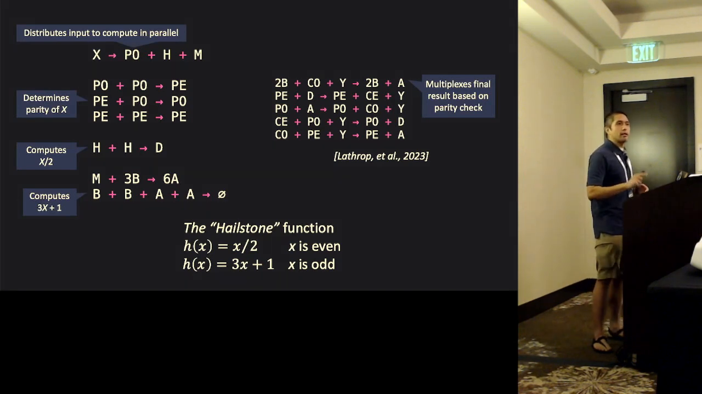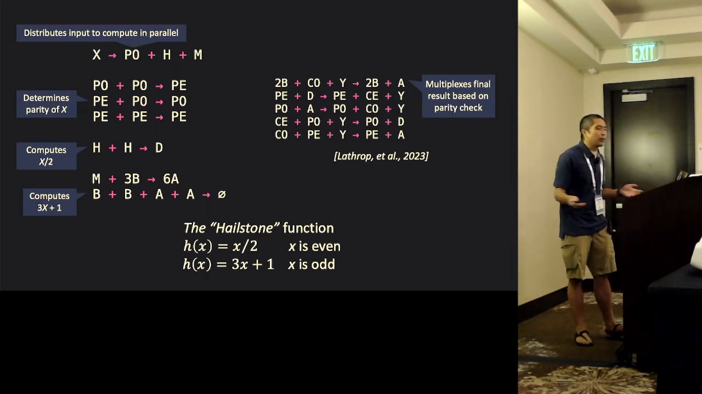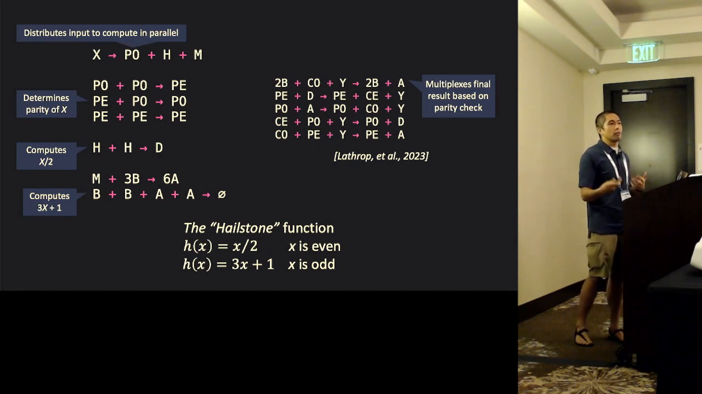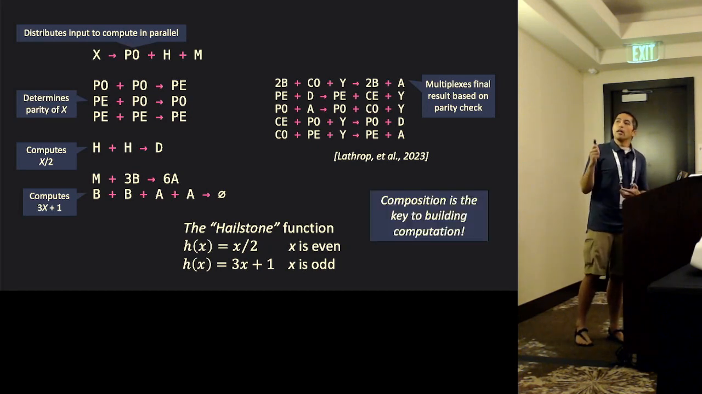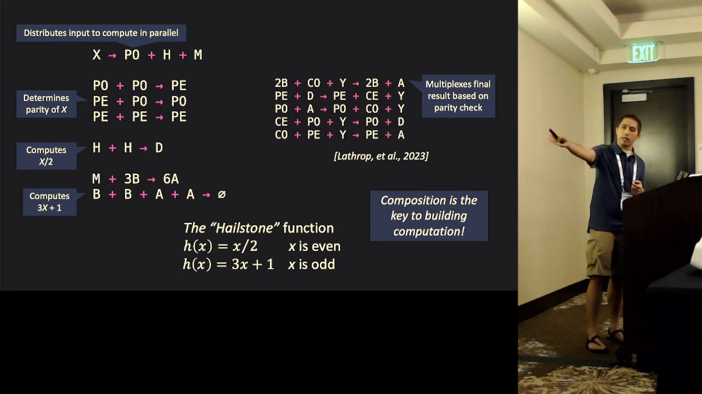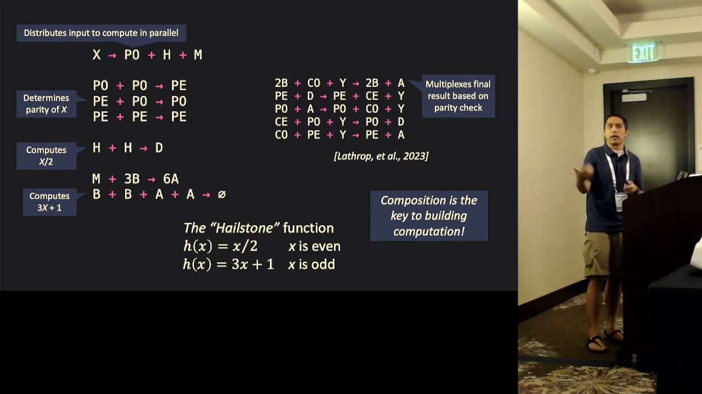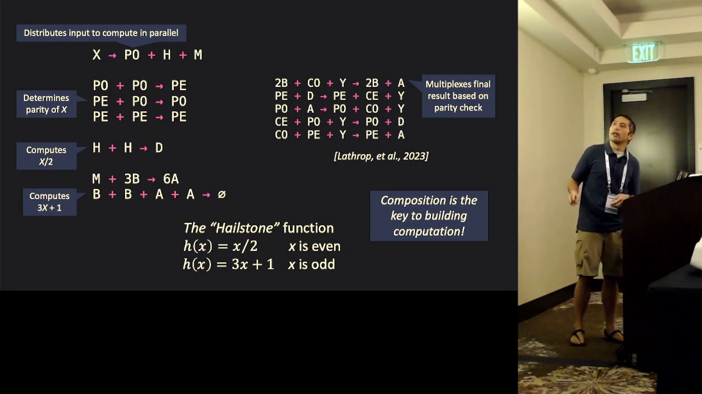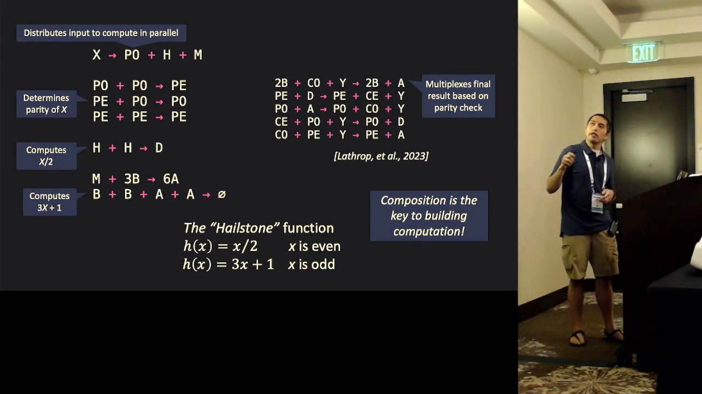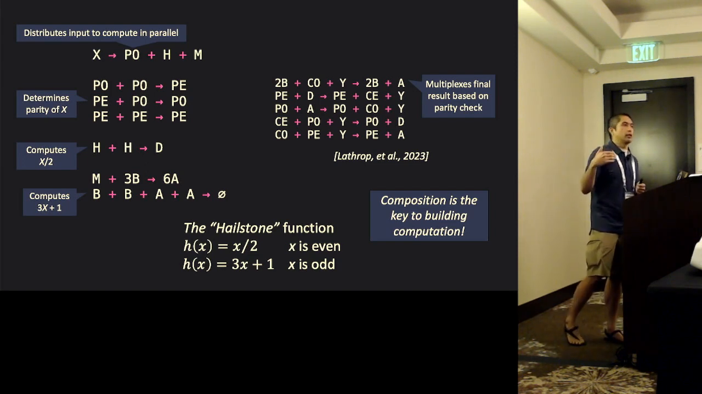Just like with any programming problem, we have to break up our computation into smaller bite-sized chunks. Composition is the key to building up larger things. Even though this is a very simple computation, we still have to go through all that rigmarole, especially because we're working with such elementary substrates, chemical reactions, okay? And so in this particular case, composition is relatively straightforward.